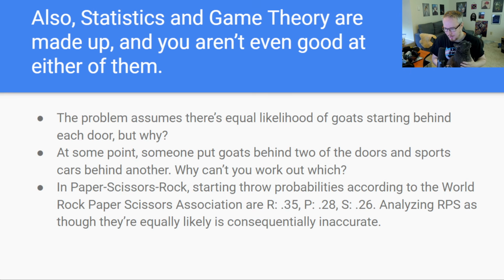And also, your opponent's going to throw one of the three. Your opponent isn't going to throw their hand and then it morphs into three hands at the same time, and each of them is 1/3 of the hand, or in this case, 35%, 28%, and 26% rounding down of the hand. They're just going to throw one thing. So statistics is actually very weird.